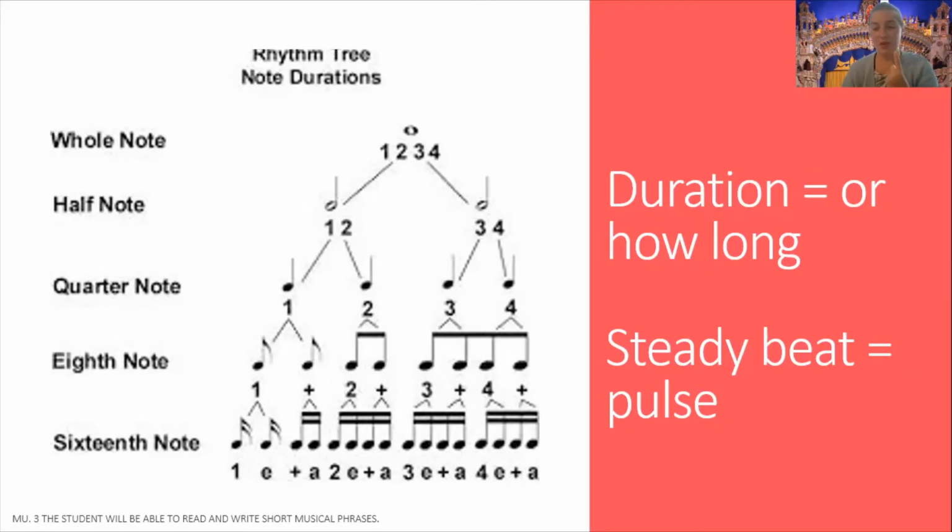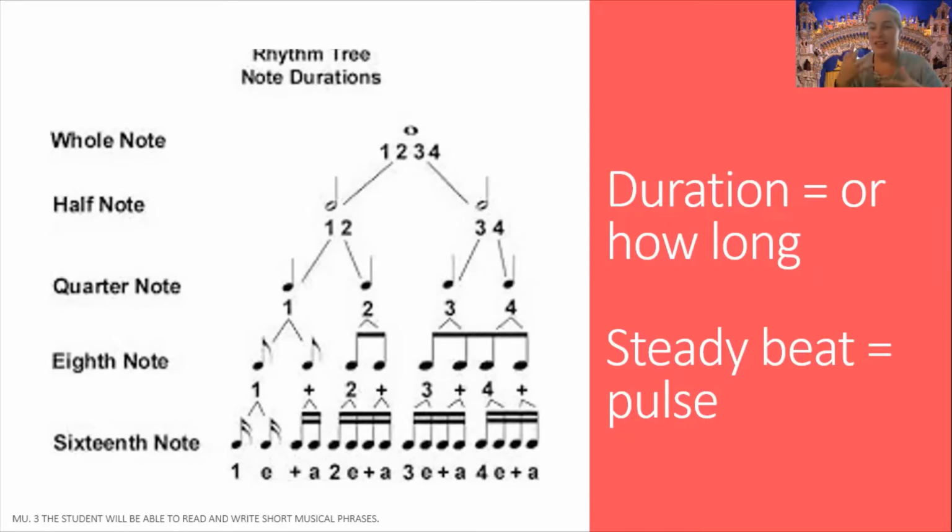Quarter note is 1 beat. So 1, 2, 3, 4. Each pulse gets a beat. Then we get eighth notes, which is only half of a beat. So very fast. So it'd be 1 and 2 and 3 and 4 and. I can get 8 of them in a measure because it's only half a beat. 16th note is 4 in 1 beat. So in one snap, 1 pulse, you're going to do 4 of them. 1 E and a, 2 E and a, 3 E and a, 4 E and a.